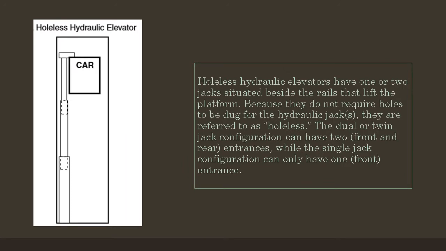Holeless hydraulic elevators have 1 or 2 jacks situated beside the rails that lift the platform. Because they do not require holes to be dug for the hydraulic jacks, they are referred to as holeless. A dual or twin jack configuration can have front and rear entrances, while the single jack configuration can only have 1 front entrance.